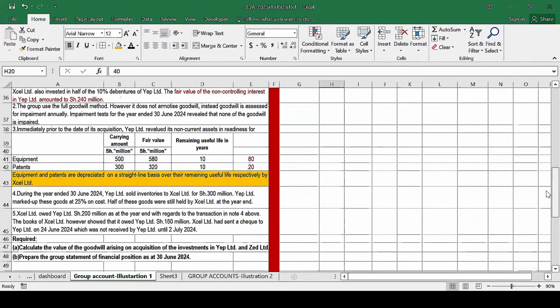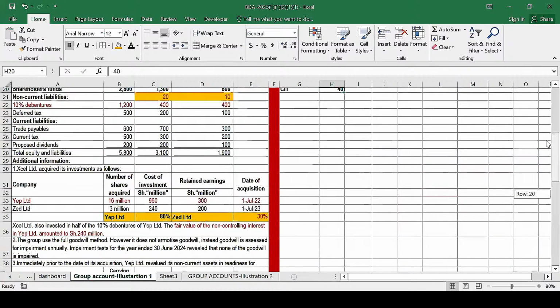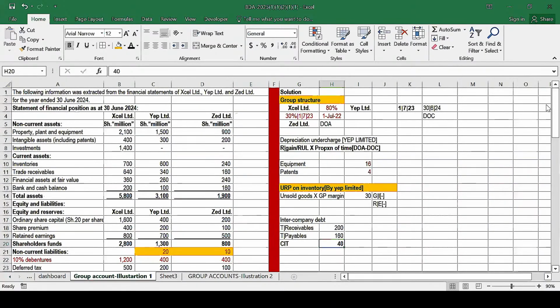So what we need to do, maybe you can just take that short break of 10 minutes. We come back and then we compute the goodwill on acquisition, and then we prepare what is required in part B. So let's come back after that short break of 10 minutes.